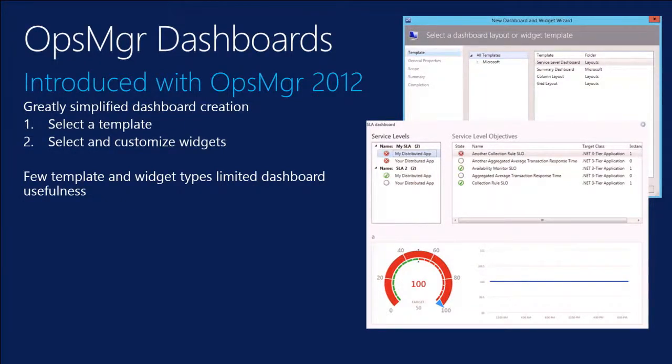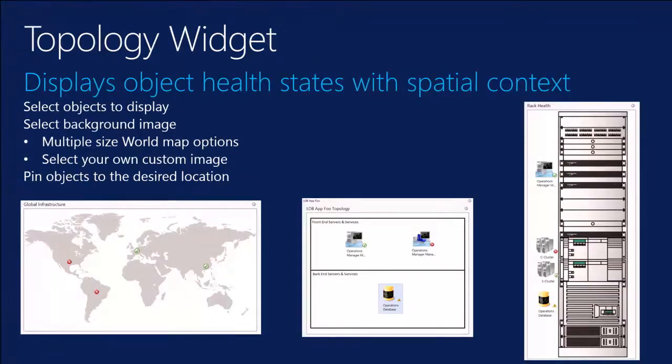So let's start with the topology widget. We'll go through these widgets and explain a little bit about the widgets, why, how you configure them, what they do, and then we'll walk through some examples of them. Starting with the topology widget, this widget displays object health as it relates to some sort of spatial context. You select objects to display and then a background image. The default background image for this widget is the world map.